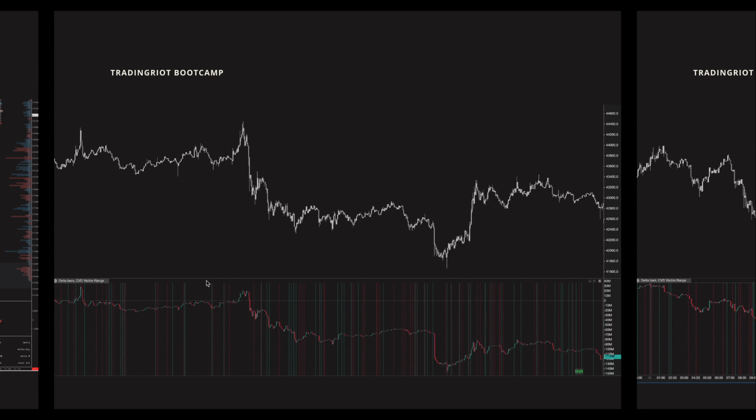To the downside, obviously, the things that you want to be looking at are these large flushes of delta. You can see how much selling came into these lows, although the market did indeed go down, it's immediately starting to turn up. So these are the things you want to be looking at.